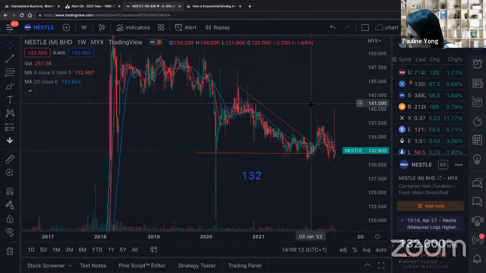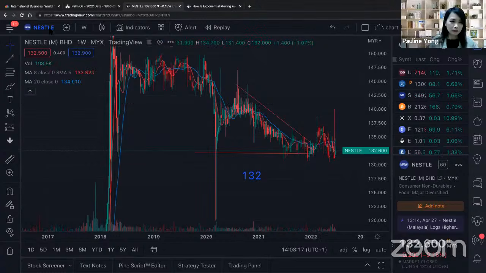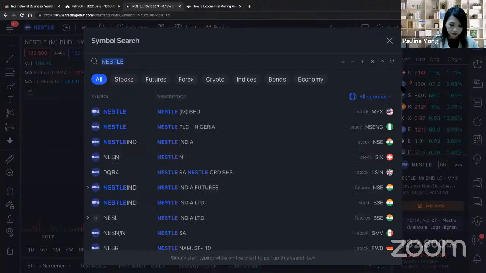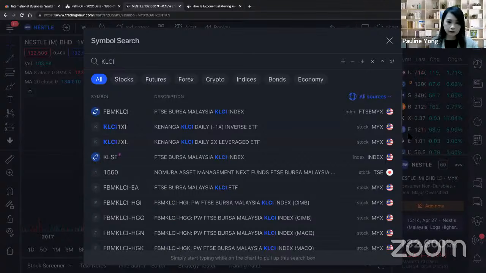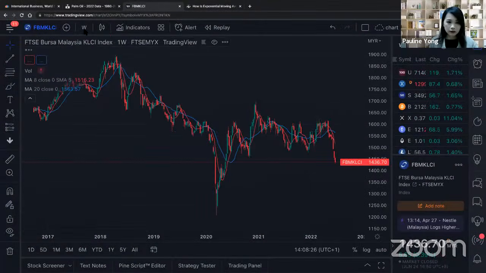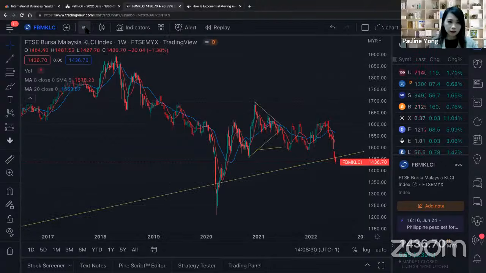So when to use the monthly chart? I will use the monthly chart for long-term analysis. For example, I usually look at the monthly chart for an index, let's say the KLCI index. For the KLCI index, I will use the weekly chart and I can also use the monthly chart.